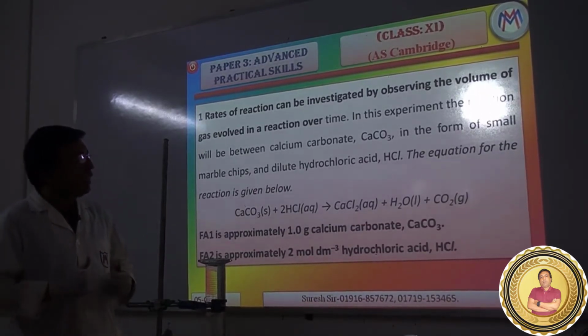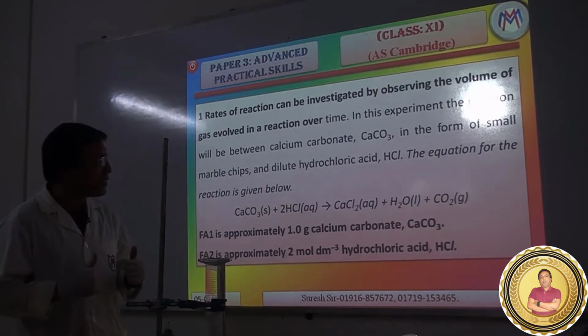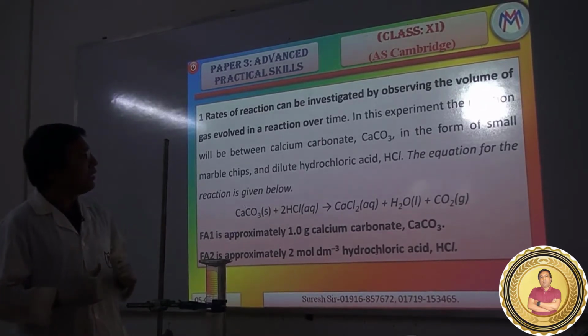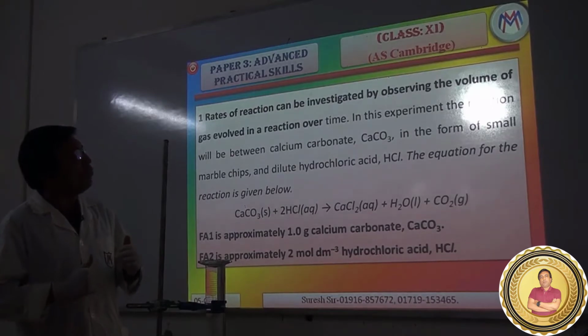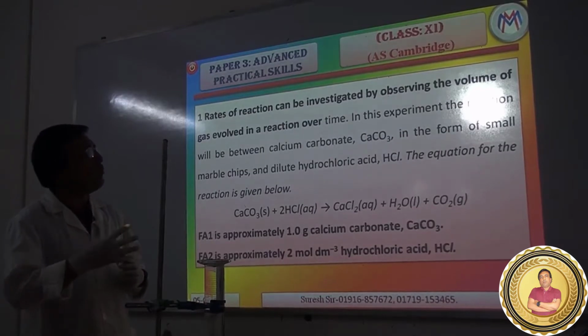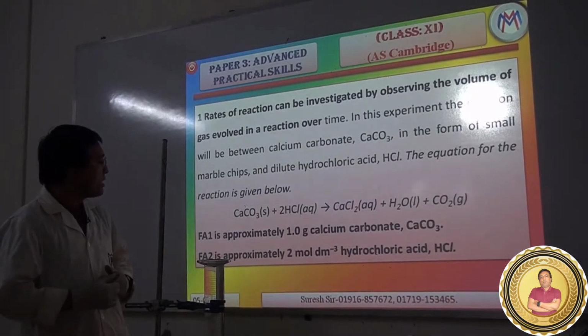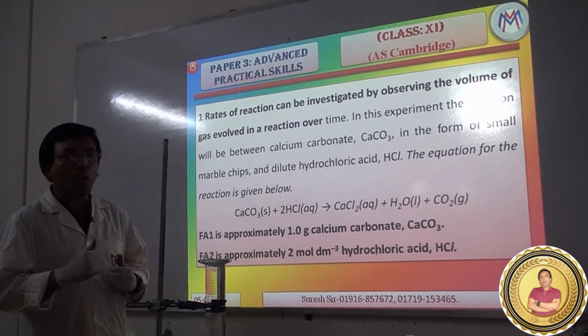In this experiment, the reaction will be between calcium carbonate in the form of small marble chips and dilute hydrochloric acid, which is 2 molar. The equation for the reaction we are getting here from the question: calcium carbonate solid reacts with hydrochloric acid aqueous to form calcium chloride aqueous, water liquid and carbon dioxide gas. We will measure the gas evolved per time, per minute, that is the rate of reaction. So Fa1, approximately 1 gram of calcium carbonate, we will take by measuring it.